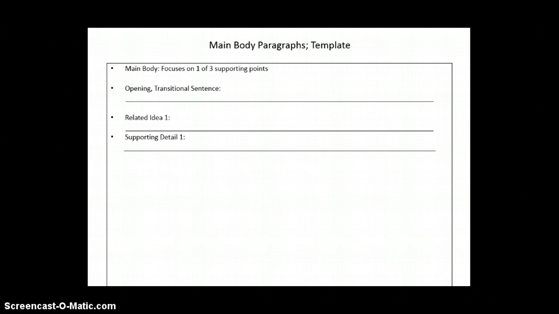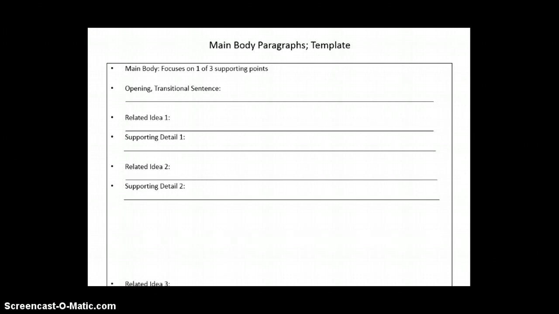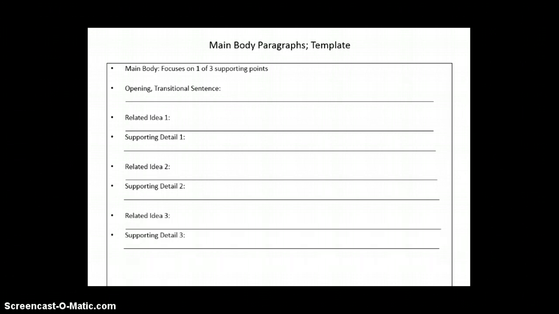Then there'll be a second related idea with a second piece of supporting detail, and a third related idea with a third piece of supporting detail. And again, you'll close and have a transitional sentence that allows you to transition into your next paragraph.